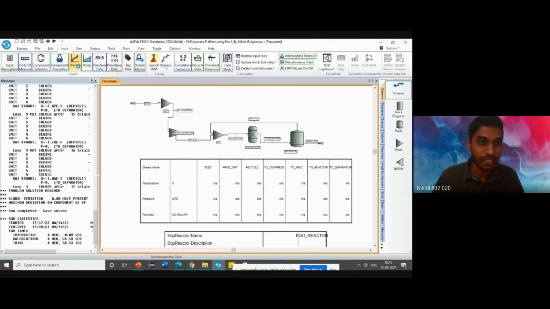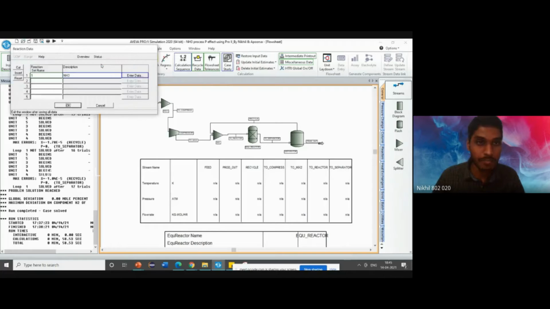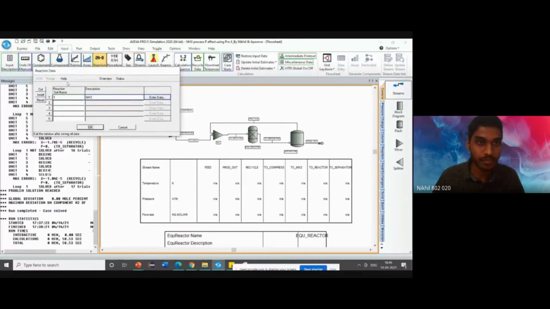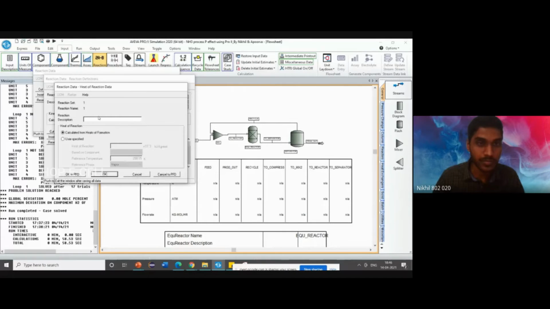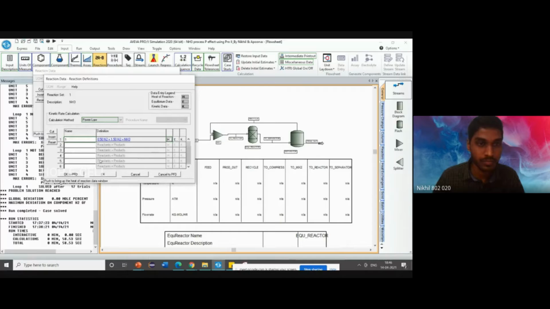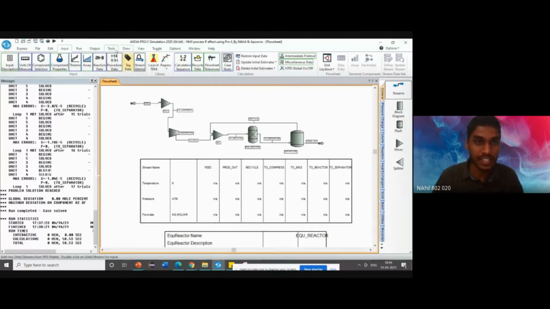And then we defined the thermodynamic data. We have considered the most commonly used SRK model, and we defined it. And here, using the reaction data option, we'll enter the reaction. This is how we start, by giving the inputs, and then we build the flow sheet using these features.